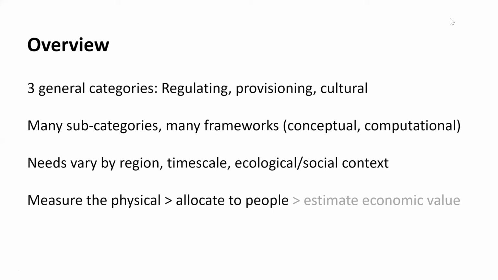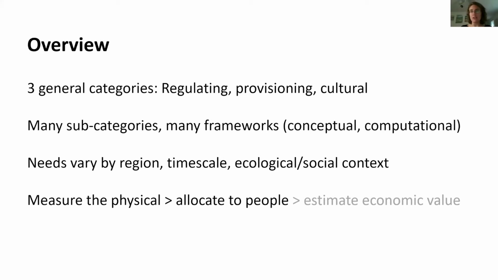So first, as a general overview, it's important to know a few things about ecosystem services, that there are a few broad categories that tend to apply to most types of services: regulating, provisioning, or cultural. So regulating as processes, provisioning as materials, and cultural as immaterial things. Within these three general categories, there are many, many different subcategories, and there are many different frameworks that have been created by different organizations. Some are computer models, some are conceptual frameworks, and there are many different frameworks because needs vary by region, time scale, and ecological or social context. So there's no one master list of, these are the ecosystem services that you need to work with. So it takes a little more thinking and planning to figure out what the right approach is for a given context.